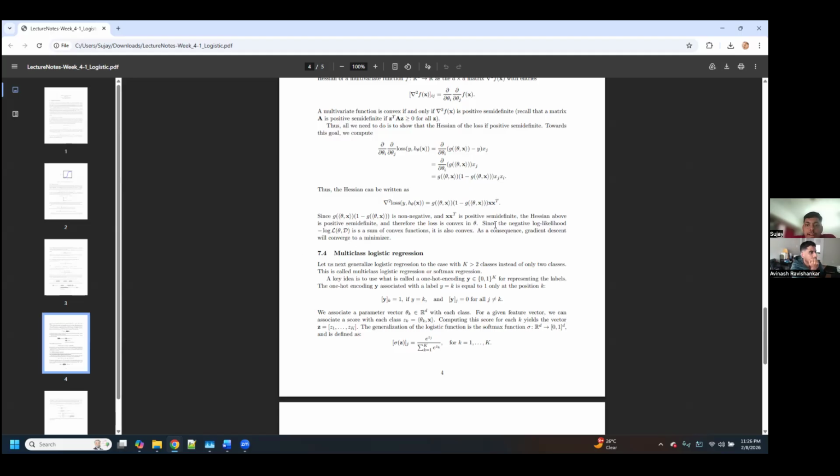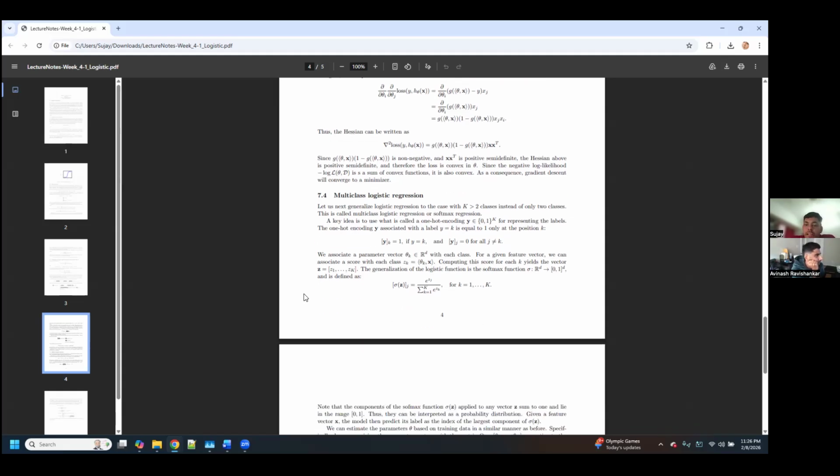And that basically tells us that we are solving a convex problem. So gradient descent is a good thing to do. We can do gradient. And then there is another section for multi-class. So multi-class is basically trying to generalize from two-way classification to multi-way classification.